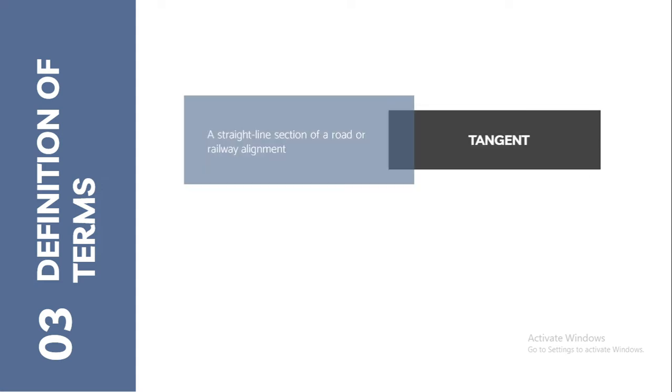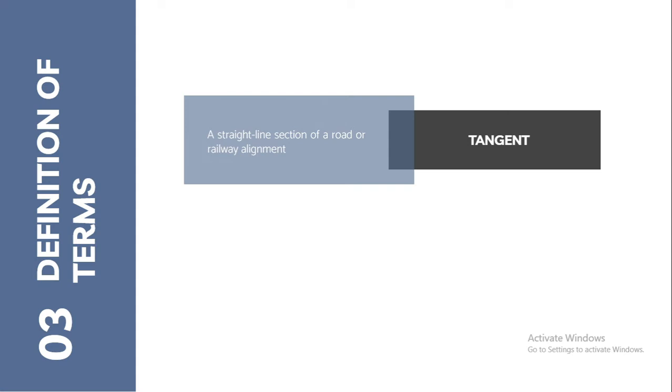Next, tangent. A straight line section of a road or railway alignment is called a tangent. Naturally, as the horizontal or the vertical direction of the route changes, the tangent sections of its alignment must be connected by a series of gradual and smooth curves for a safe and comfortable ride. The shape of the curves must be computed by the surveyor so that they can be located on the ground for construction.